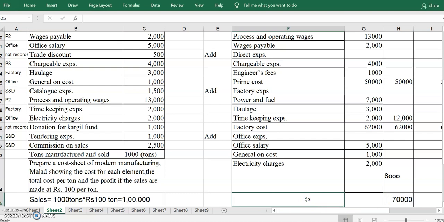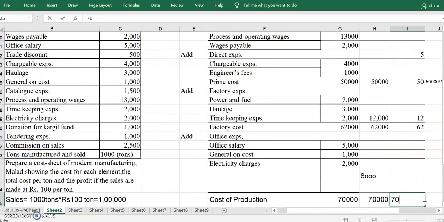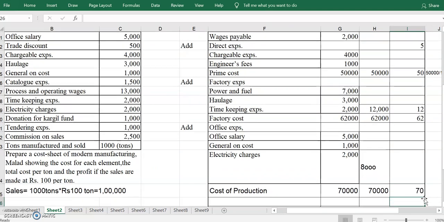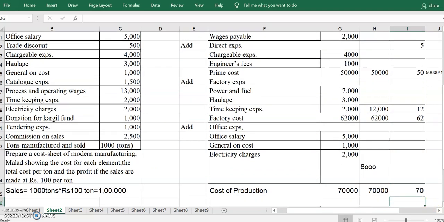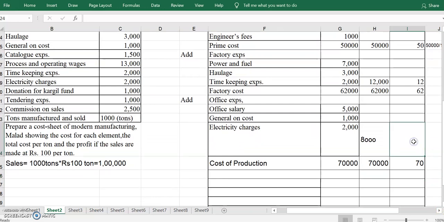So this is your next heading, cost of production. Cost of production 70,000, total amount 70,000 in the first column also, and per ton it is rupees 70, that is 70,000 divided by 1,000 units. Per unit value for office expenses is 8 rupees per ton: 8,000 divided by 1,000, 8 rupees per ton.